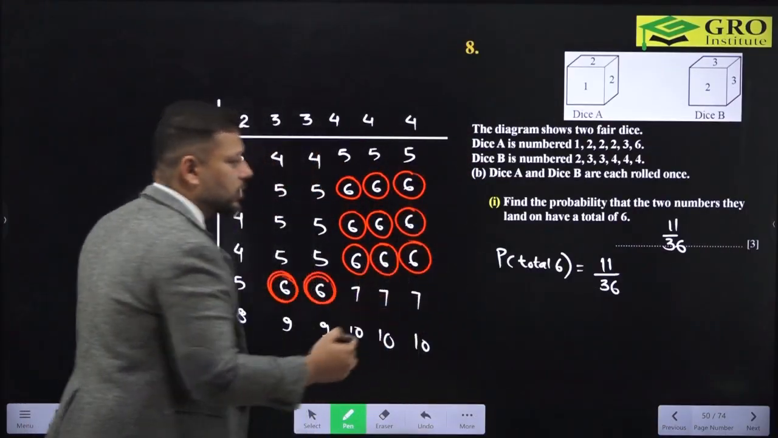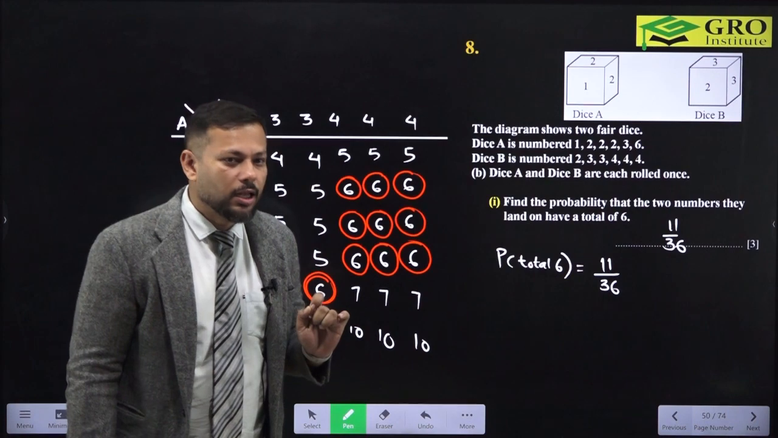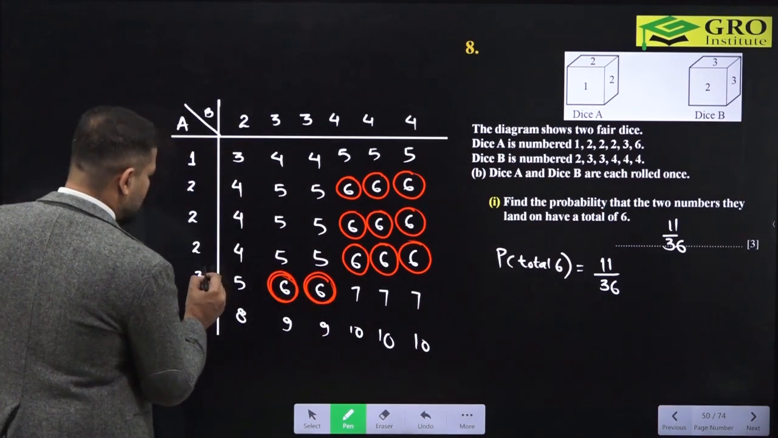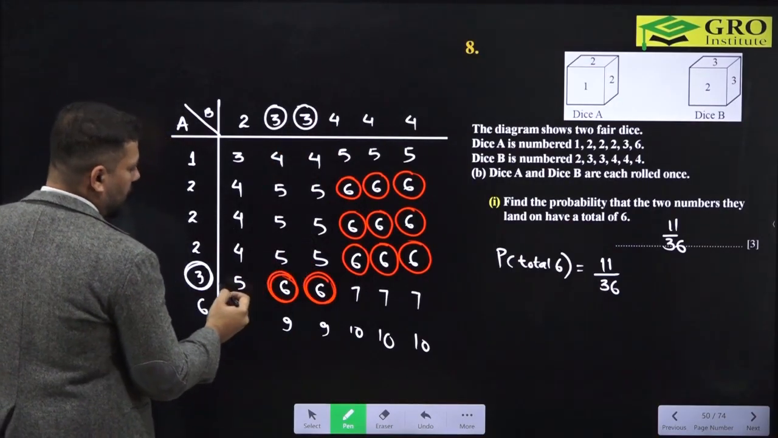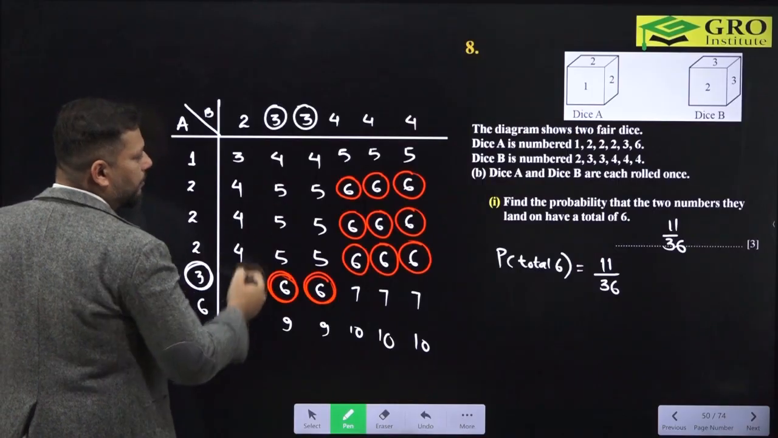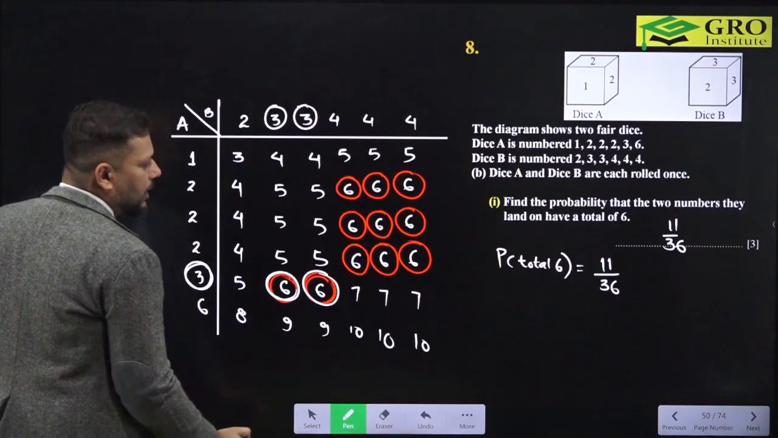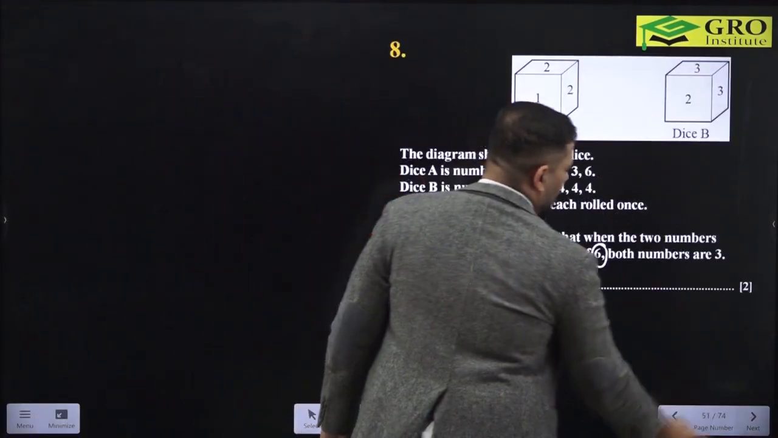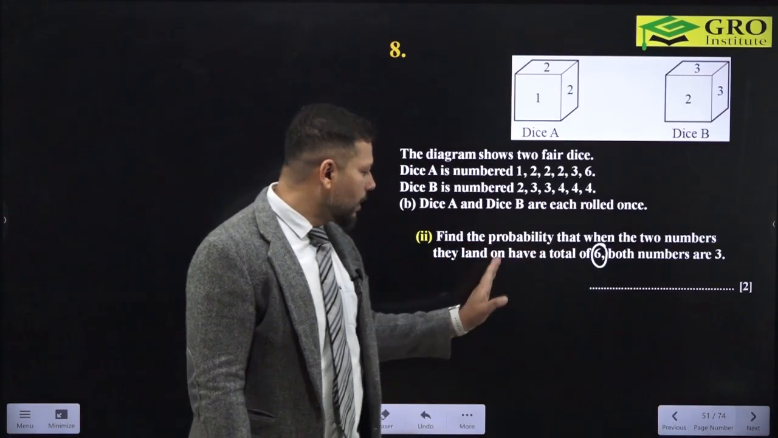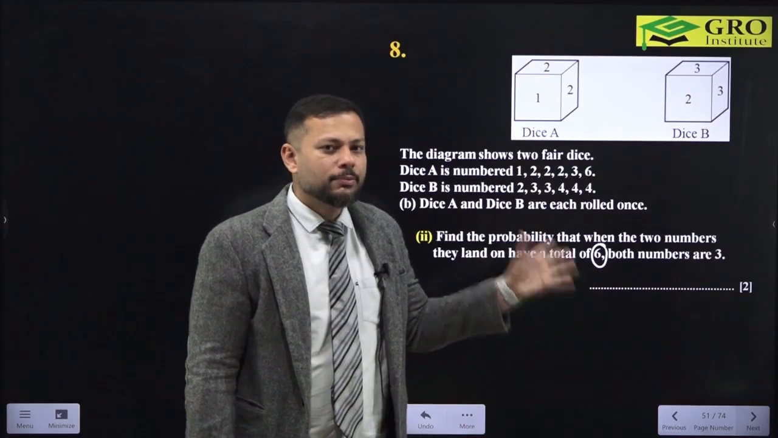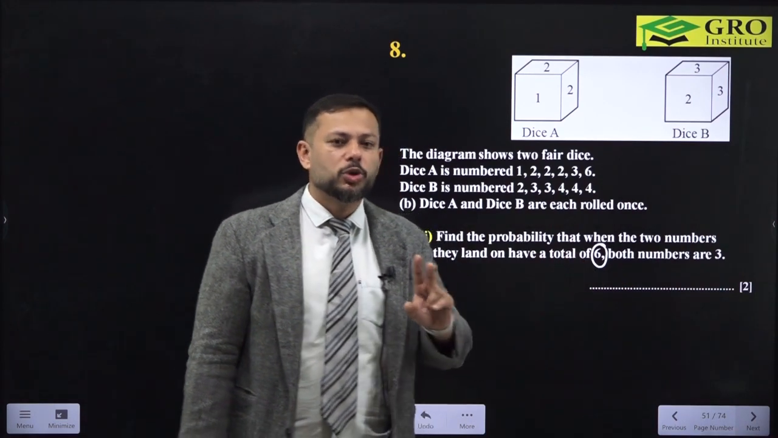11 times. But another condition is that both the numbers on the faces of dice A and B should be 3. So when are we getting it? Here I see there is 3, and here we have 3 and one more 3. So we see that the cases when both the numbers are 3 is only 2. Out of how many? How many times are we getting 6? Again, I am repeating, please understand. The probability that when the two numbers they land on have a total of 6, how many times are we getting 6? 11 times. But also both the numbers should be 3. So that is possible only 2 times.